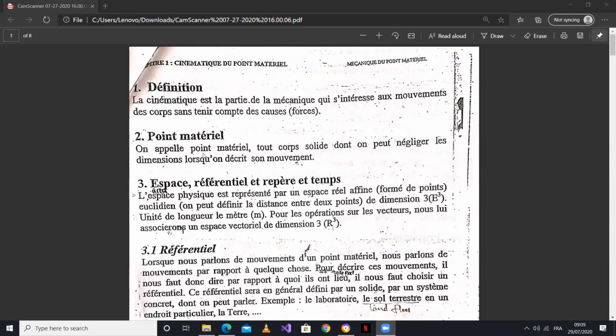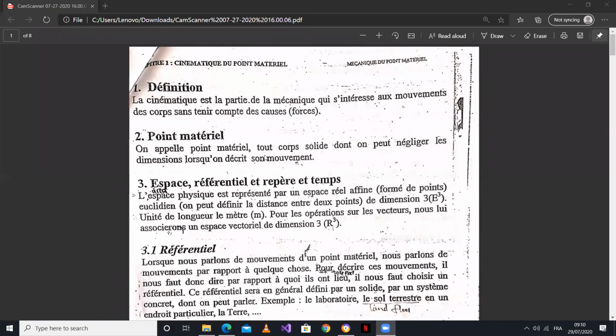On appelle point matériel tout corps solide dont on peut négliger les dimensions lorsqu'on décrit son mouvement. And that's what's most important about a point matériel, is that it's got dimensions that we can overlook, on peut les négliger. Okay, it's like they are so small compared to where the observer is.